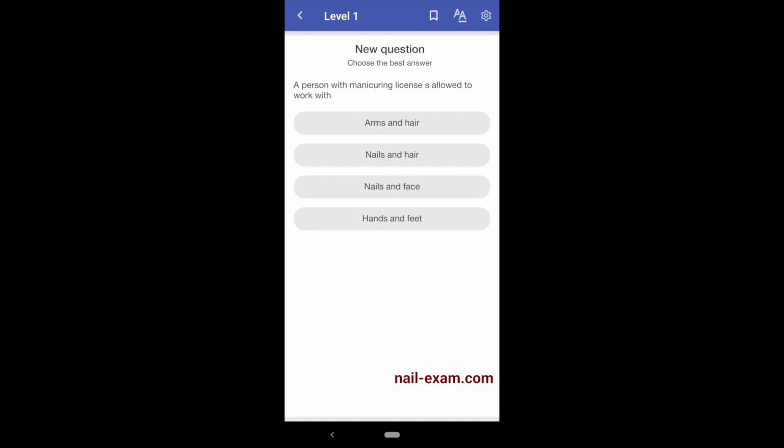A person with a manicuring license is allowed to work with: A. Arms and hair. B. Nails and hair. C. Nails and face. D. Hands and feet. The answer is D.